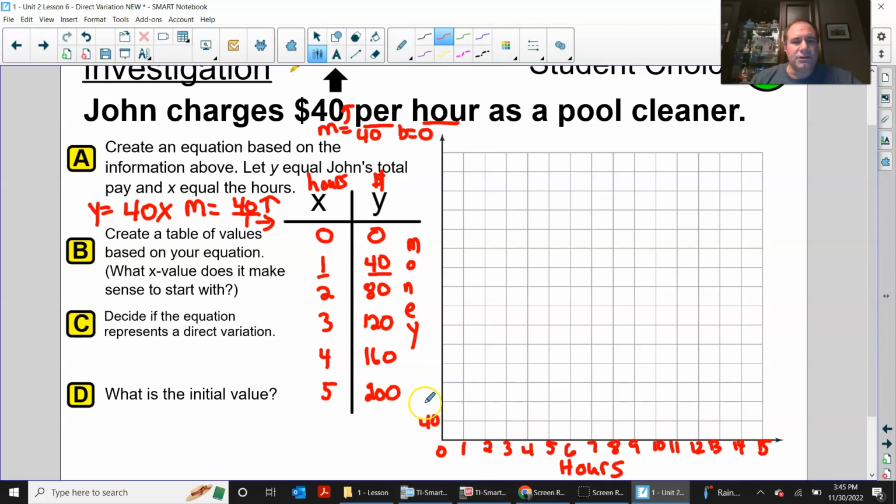Then when you're jumping up by the slope, a rise of 40 is 80. A rise of 40 is 120. And you just keep on going like that. And remember, when you're putting your numbers, put the numbers right next to the line.